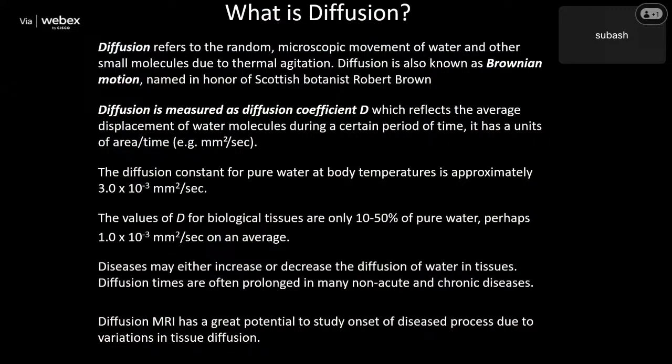When the disease process sets in, diffusion can decrease or increase in the tissues. Most of the time, diffusion times are prolonged in many non-acute and chronic disorders. This is a method of detecting changes happening in the tissue at a very early stage.